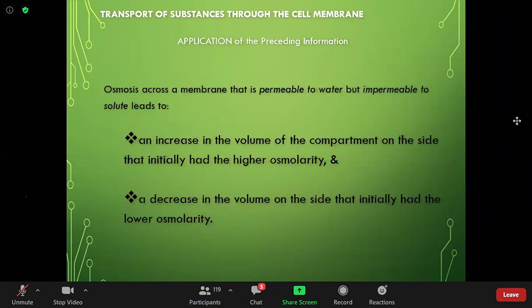Osmosis across a membrane that is permeable to water but impermeable to solute will lead to an increase in the volume of the compartment on the side that initially had the higher osmolarity and a decrease in the volume of the side that initially had the lower osmolarity.